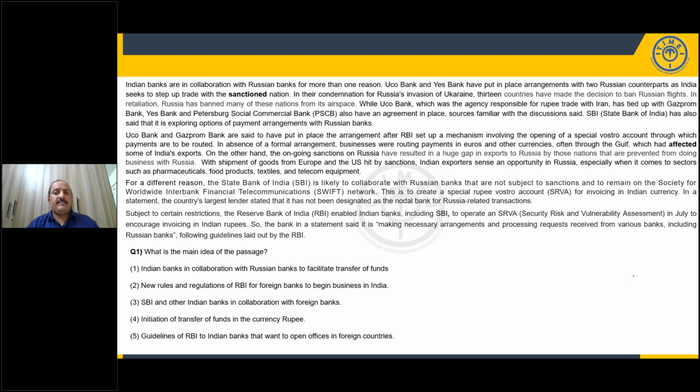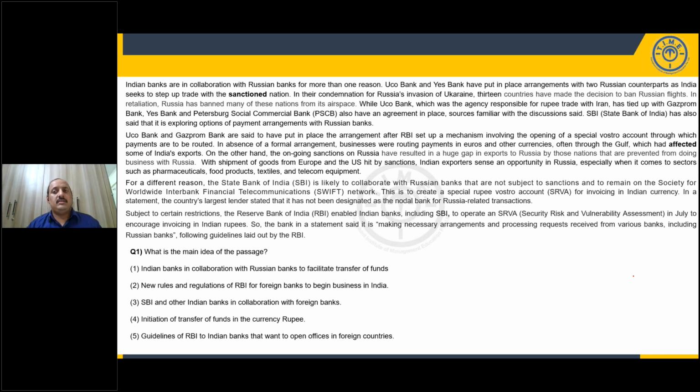So 13 countries have made the decision to ban Russian flights. In retaliation, Russia has banned many of these nations from its airspace. While UCO Bank, which was the agency responsible for rupee trade with Iran, has tied up with Gazprom Bank, Yes Bank and Petersburg Social Commercial Bank also have an agreement in place, sources familiar with the discussion said. SBI has also said that it is exploring the options of payment arrangements with Russian banks.